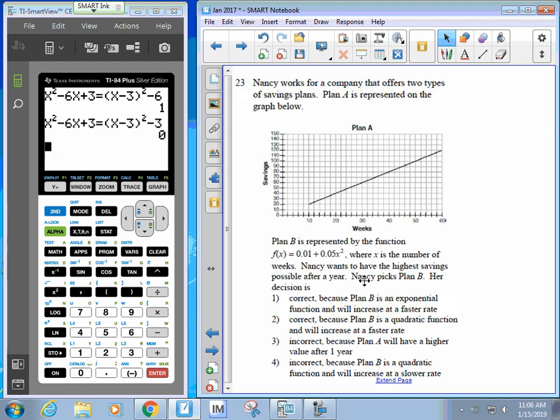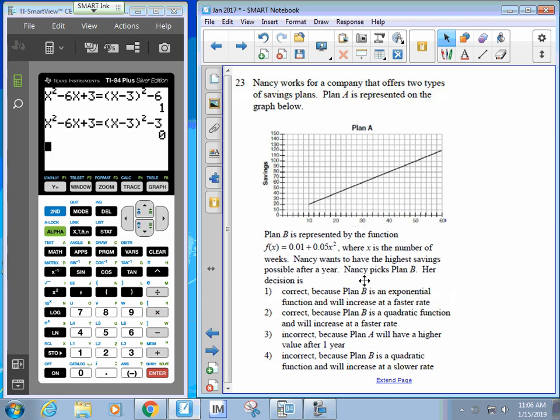And it says Nancy wants the plan to have the highest possible savings after a year. Nancy picks Plan B. Her decision is, and we have to decide if she's correct or incorrect. First, you have to know how many weeks a year is. That's 52. And this is counting by twos.